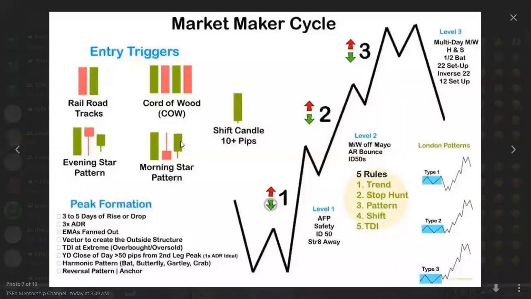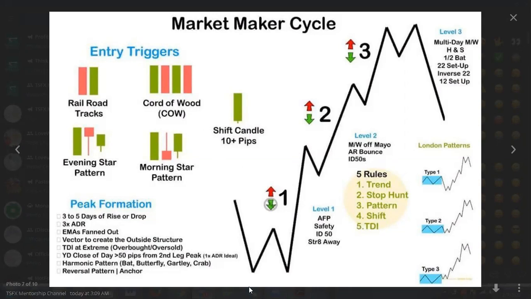Now there's a picture here, you can see the market maker circle. Now these are entry triggers. These are things you're going to be looking out for when you want to enter a trade. This candlestick, so you have to read the book Candlestick Pattern. Again, the Candlestick Pattern book is on the channel. So we have our shift candles and all that.